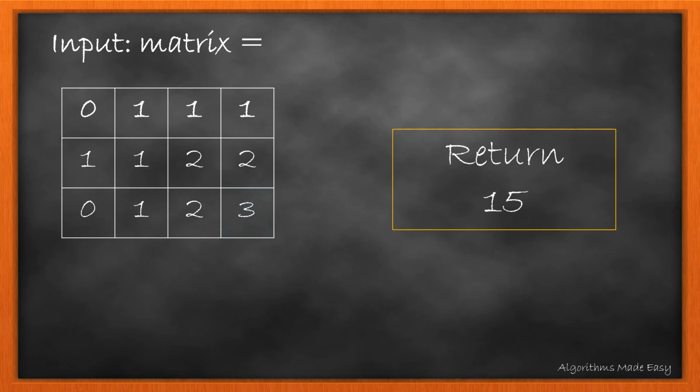If we look closely, each number in the matrix now signifies how many square matrices it is a part of, if we consider it as the bottom right element of the matrix. So the bottom right element of the current matrix can be a part of a 1 cross 1 matrix, a 2 cross 2 matrix and a 3 cross 3 matrix. The one above it is a part of a 1 cross 1 matrix and a 2 cross 2 matrix.